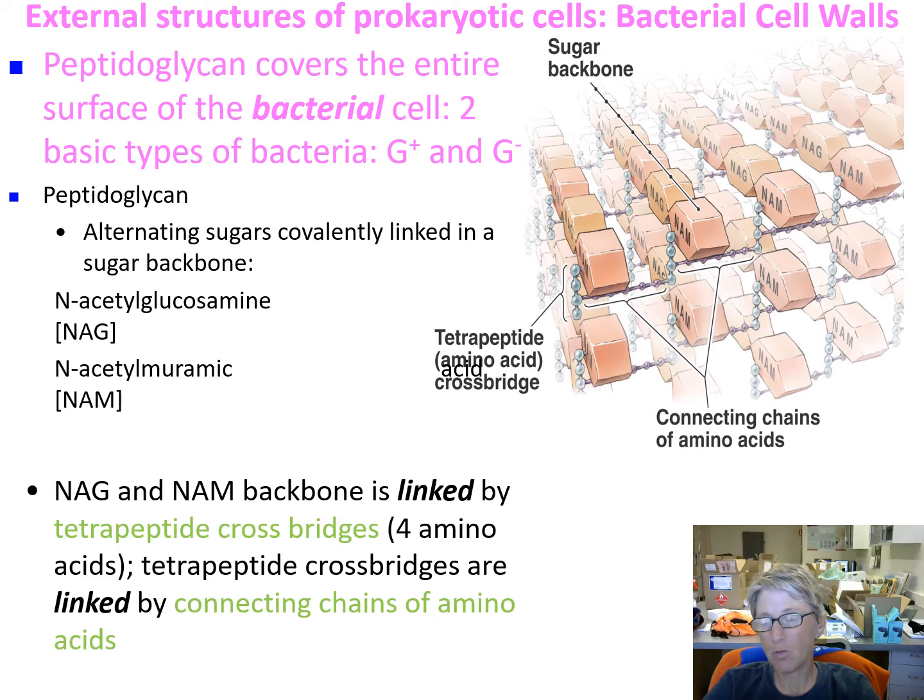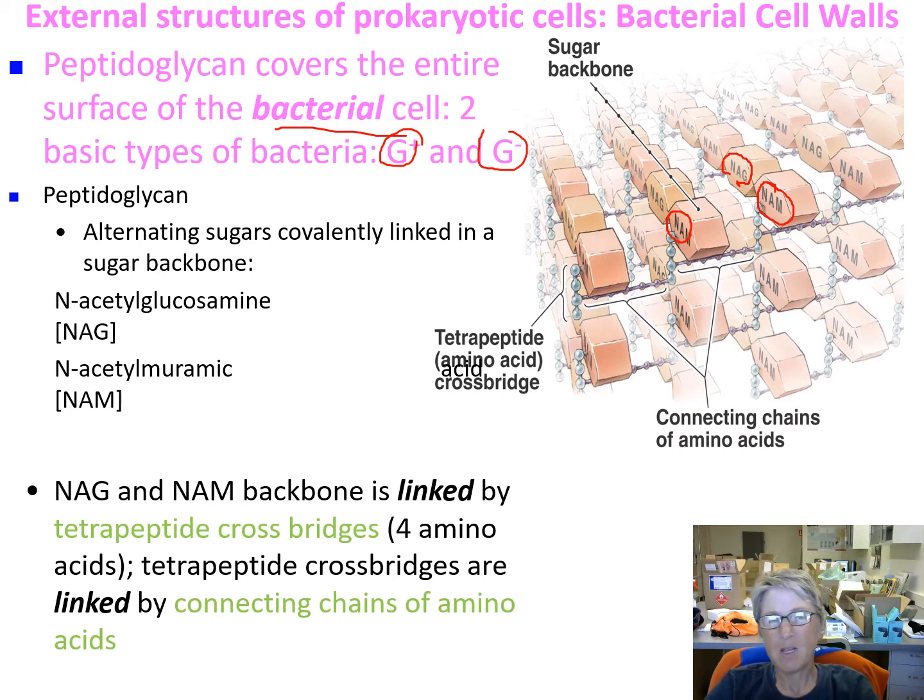And then here's the cartoon that shows what that peptidoglycan is made of. It's a sugar backbone, and it's got these subunits, NAG and NAM. I don't know if you guys remember this, but in Vietnam they used to call it Nam. So this Nam, and then Nag, Nam and Nag. That's the molecular structure of the peptidoglycan, which is part of the cell wall. So peptidoglycan covers the entire surface of the bacterial cell. And we said this earlier, there's two basic types of bacteria, gram-positive and gram-negative.